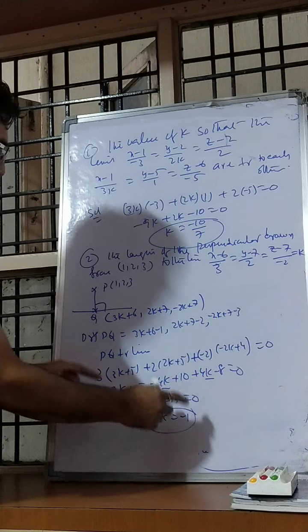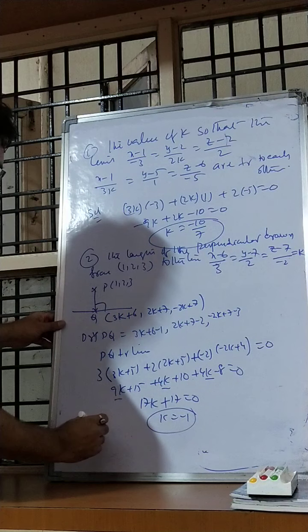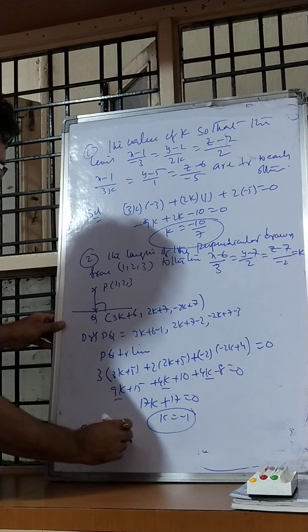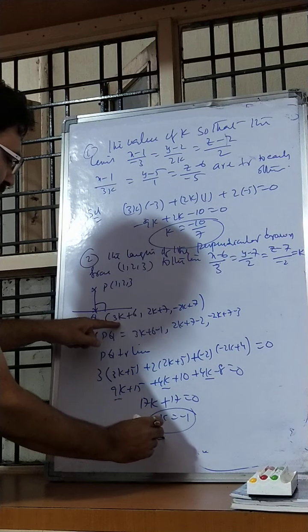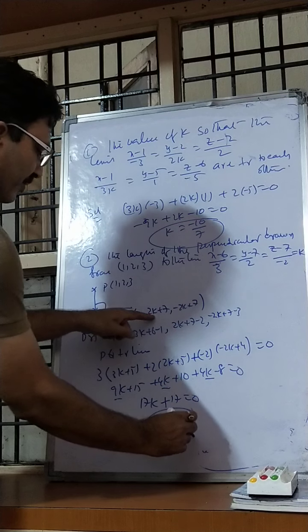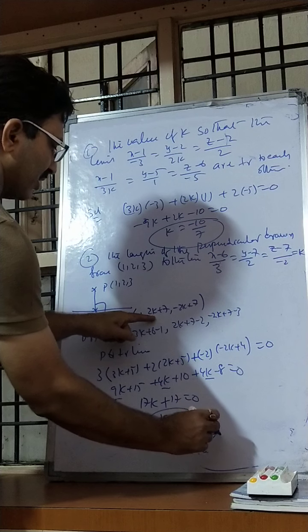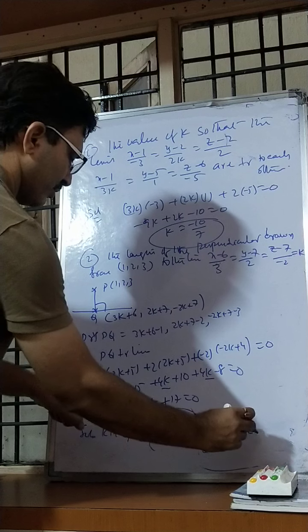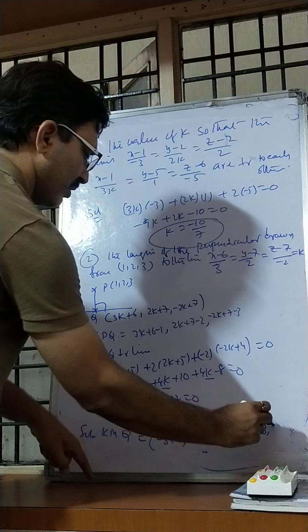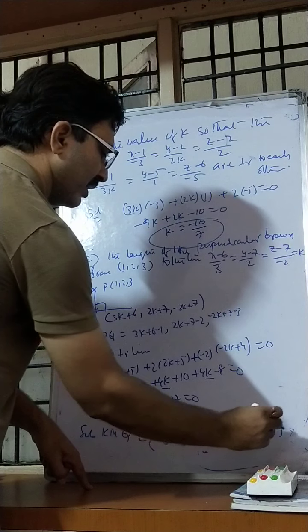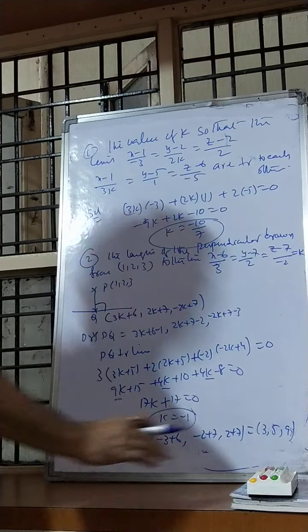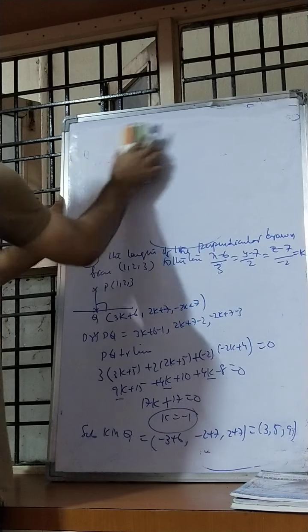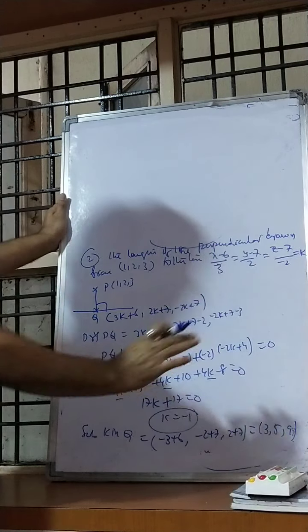As I said, after getting the value of k, substitute in q. Substitute k in q, so you will get like this: minus 3 plus 6, minus 2 plus 7, and 2 plus 7. So finally 3, 5, 9. You got it? Foot of perpendicular is (3, 5, 9).